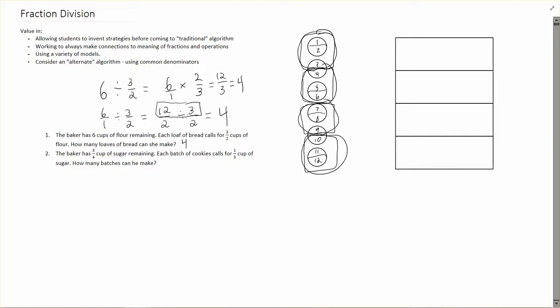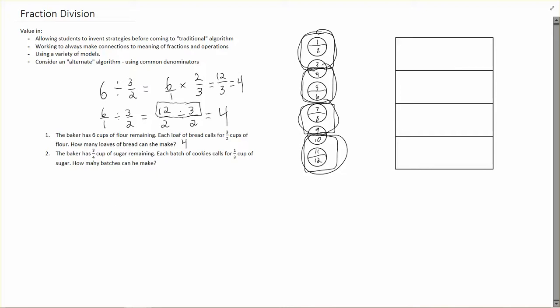I had 12 of these things, I split them into groups of 3 of these things, and I ended up with 4 of these things. It simplifies the problem, and actually in this case makes it a whole number division problem, which students already know how to do. All right, so we can do division with a whole number and fractions.